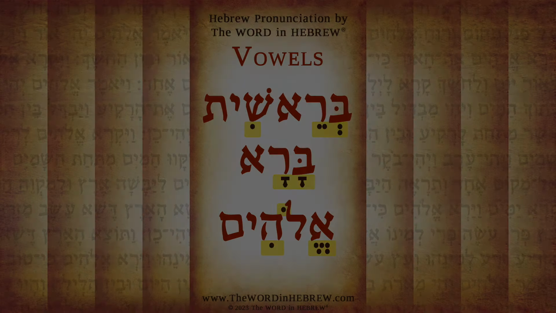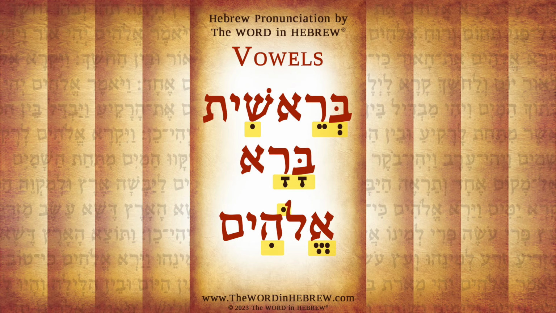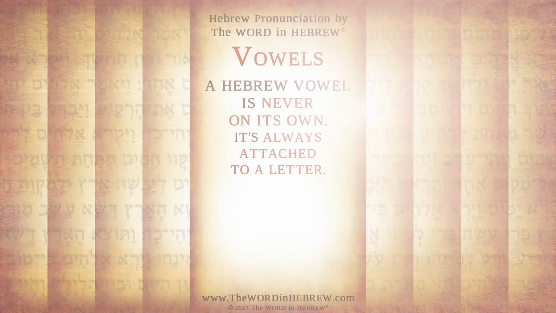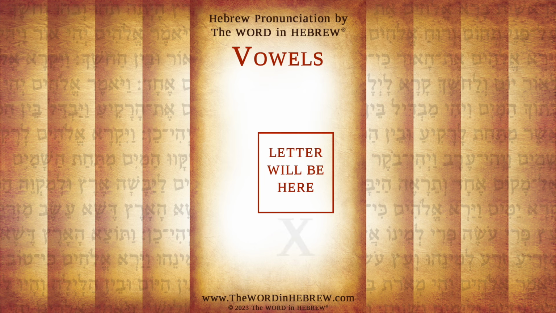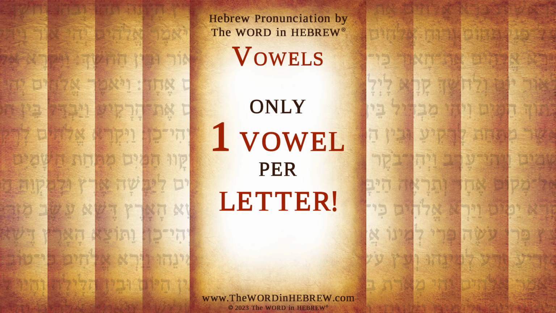So let's begin. Unlike English, in Hebrew, vowels are separate symbols that are added around the letters. A Hebrew letter doesn't have to have a vowel, but a Hebrew vowel must have a letter. So a Hebrew vowel is never on its own. It is always attached to a letter. A vowel can be added below, above, or to the left of a letter. And there can only be one vowel per letter.